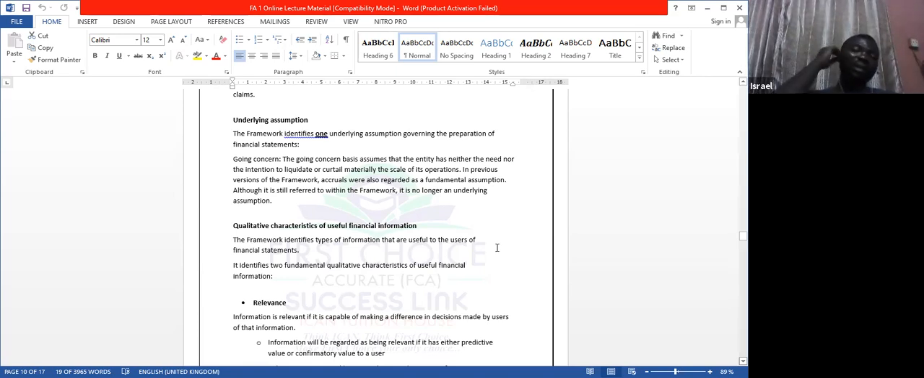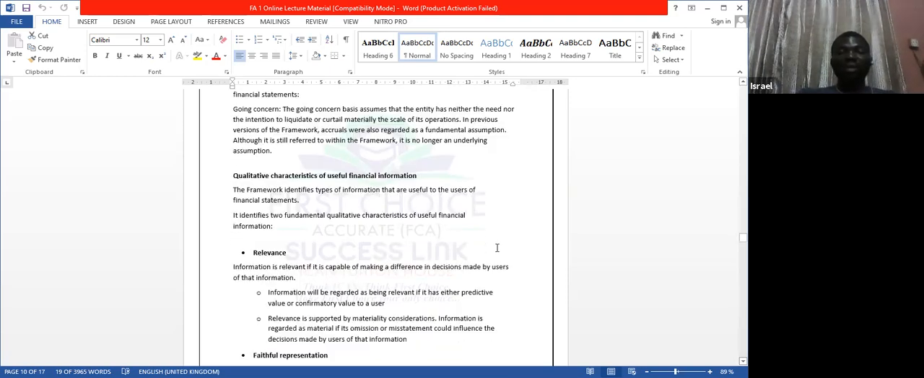Now, the fundamental is divided into three types. Firstly, we have relevance. Information is relevant if it is capable of making a difference in the decisions made by the users. It means that the inclusion or the omission can change the economic decisions made by the users of the financial statement. If it can change them, it means that the figure is relevant, and it must be shown on your financial statement.